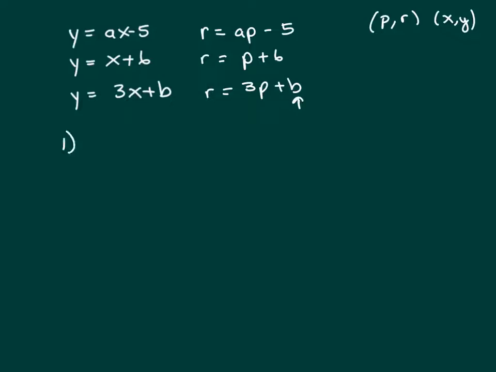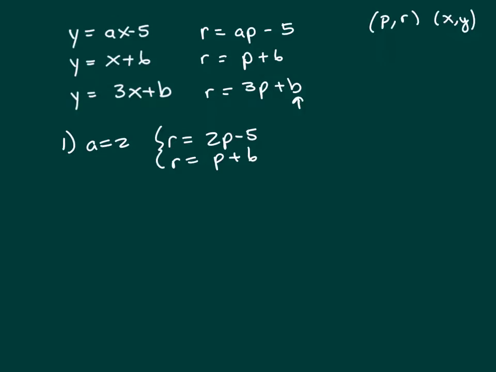Let's look at clue 1. Clue 1 says A equals 2. Well, where do I have an equation that has an A in it? The first equation has an A in it. So I know that R equals 2P minus 5. And then I know that R equals P plus 6 is the second equation. So I've got a system of equations.